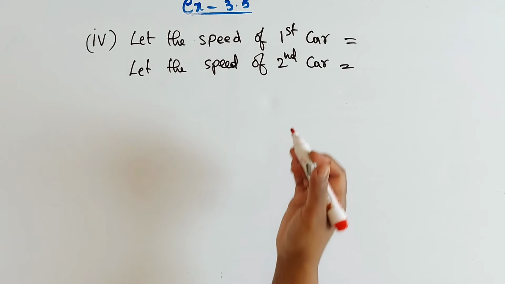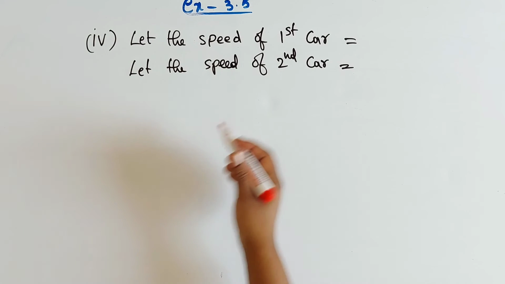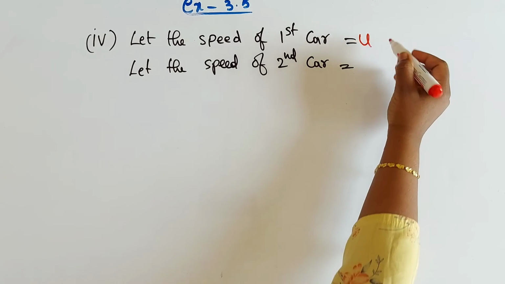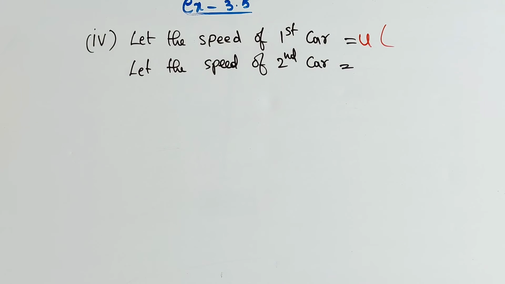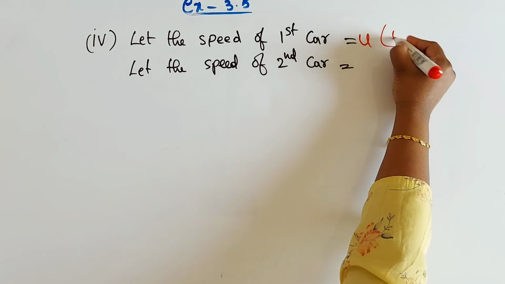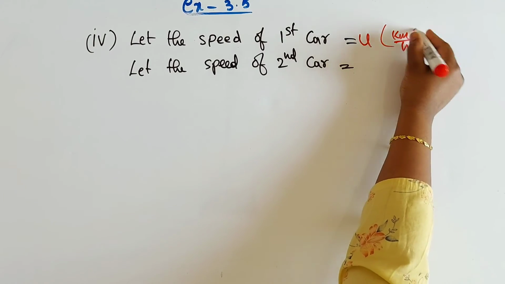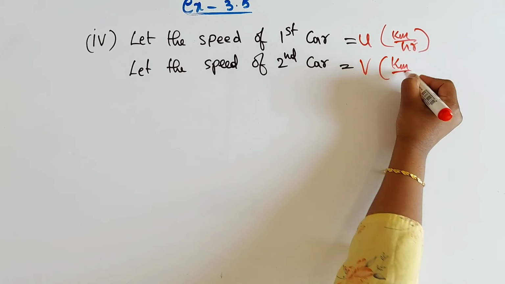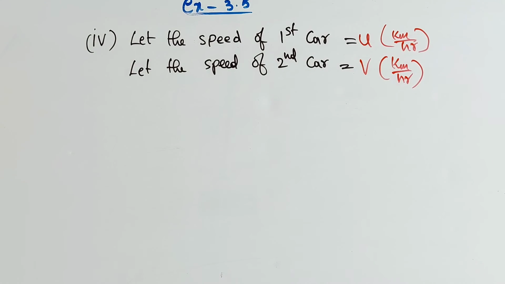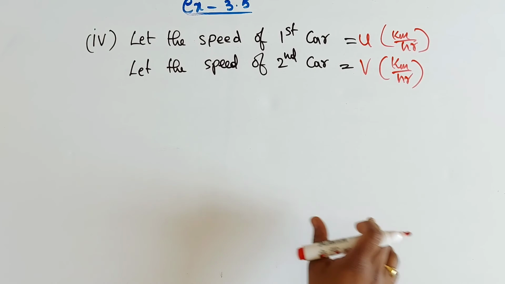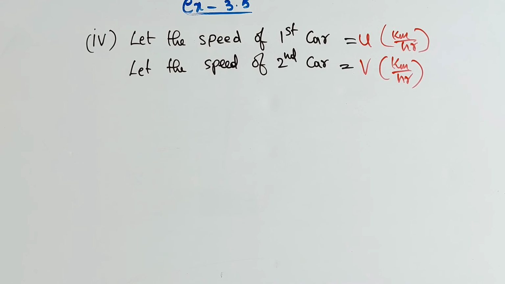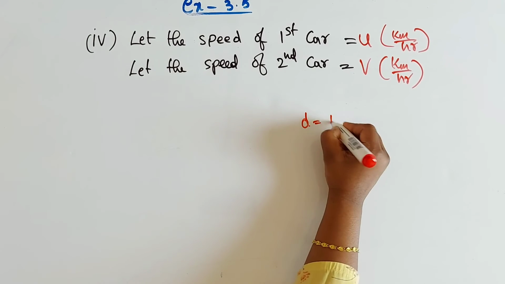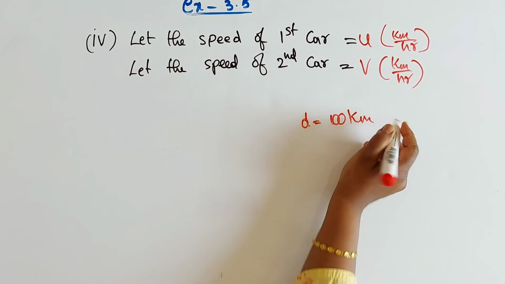We don't know the speeds of the first and second car. Let the speed of the first car be u. You know that speed equals distance by time, that means kilometers per hour. And let the second car speed be v, that is also kilometers per hour, children. So what is the first statement, children? Both cars are 100 kilometers apart on the highway. That means the distance is 100 kilometers for both the cars.